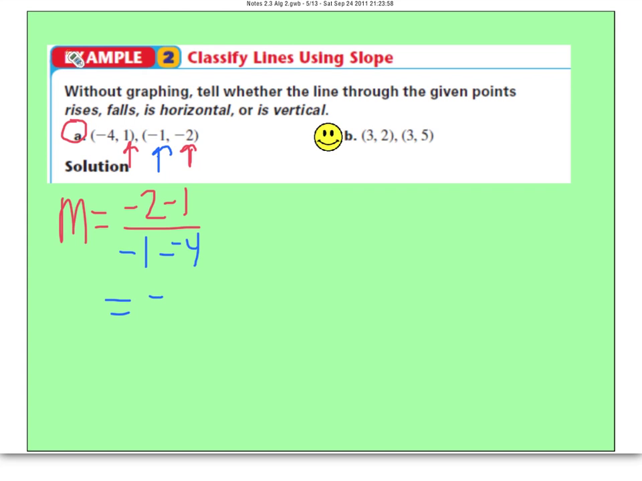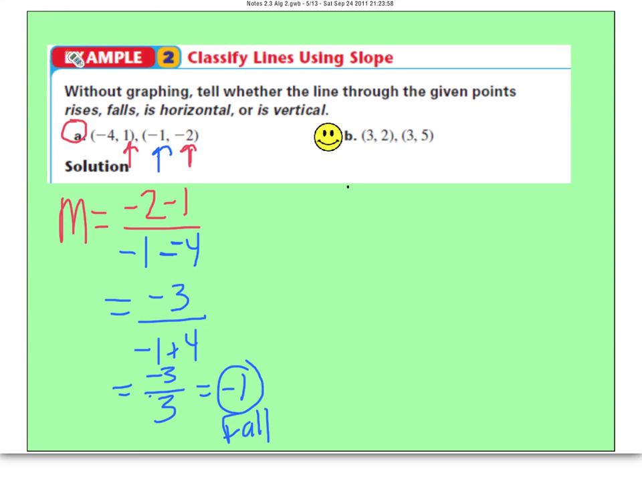2 minus 1 is negative 3. The bottom is negative 1. These two negatives here become positive. So we have negative 3 over 3, which becomes negative 1. So this slope will fall.